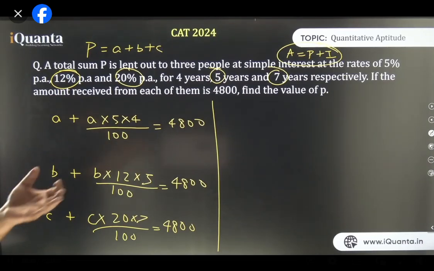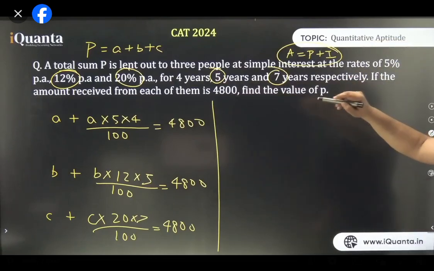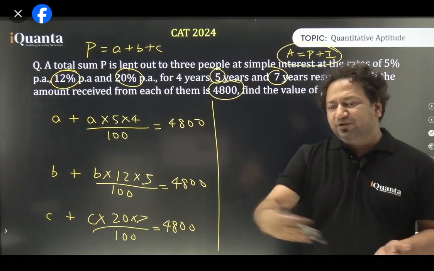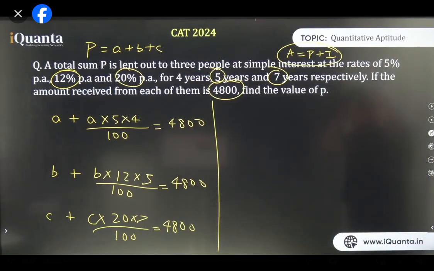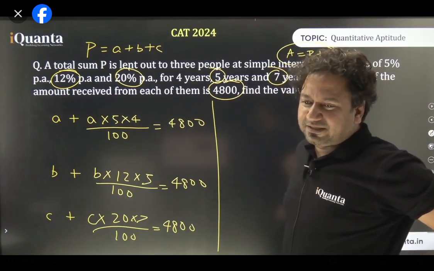Abhishek, the principal is different for all three, right? Tell me something. For each of them, the rate of interest is different, the time is different, but the amount received is the same. How can that happen? It can happen only if principals are also different. That is the only way. How 4800? Read the question, please.